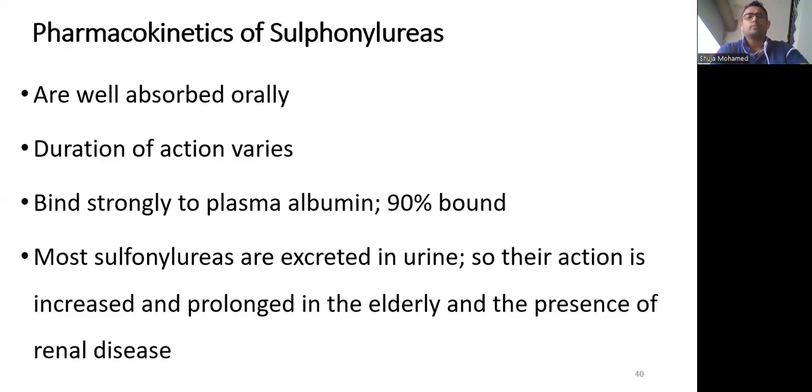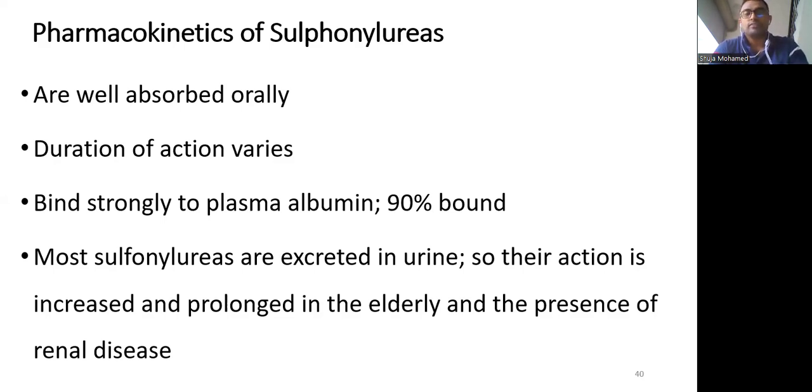Then it is absorbed orally. It binds strongly to plasma albumin, 90%. Metformin has very low plasma albumin binding. So when you study, you can make a chart comparing metformin, sulfonylureas, glitazones, and meglitinides. Like that, you can prepare your own summary. But don't worry, I am giving that again.